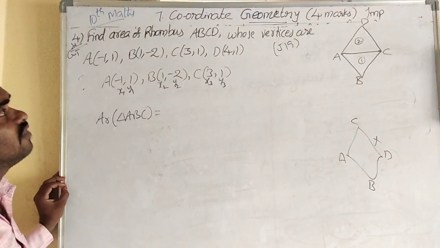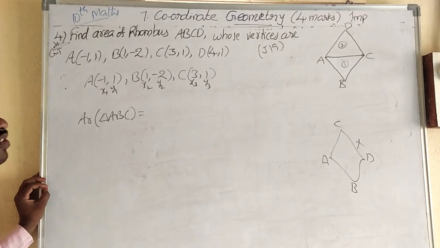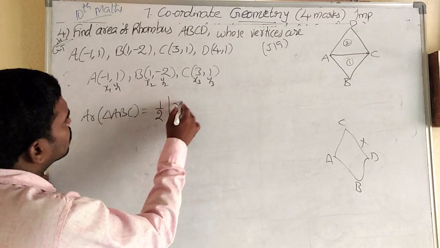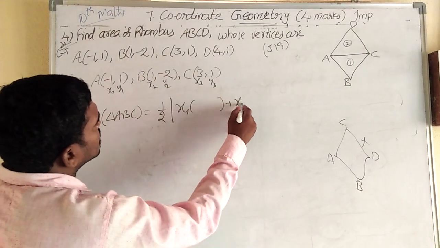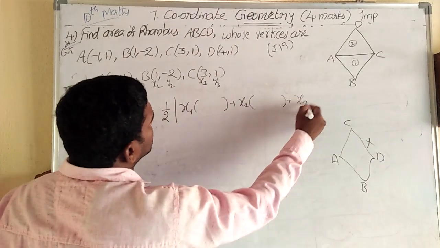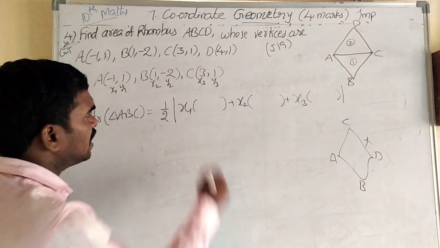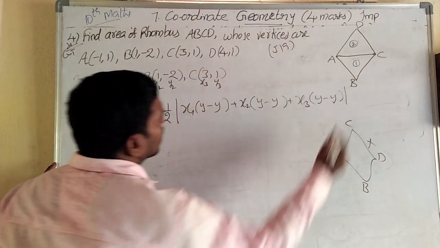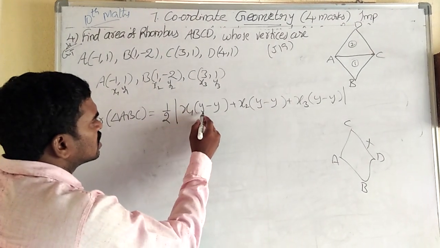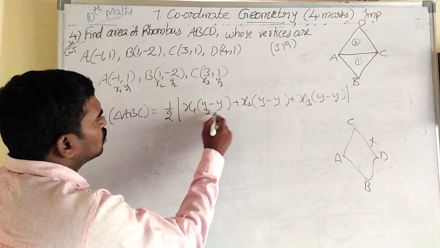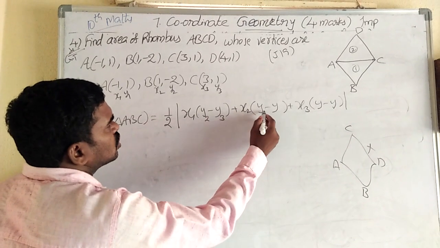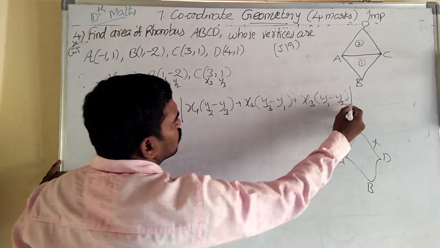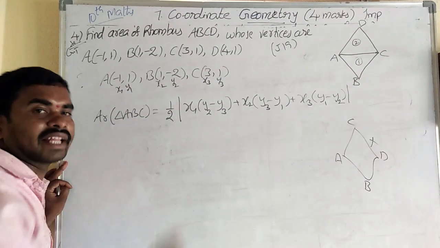Okay? Directly we cannot find the area of a rhombus. First find the area of any triangle. That is called half into formula. What is the formula? x1 into something plus x2 into something plus x3 into something. In the middle, y minus y, y minus y, y minus y. So suffix 1 after 1, 2, 2 after 3, after 2, 3, after 3, 1, after 3, 1, after 1, 2. This is the formula. So remember, I am saying like this.